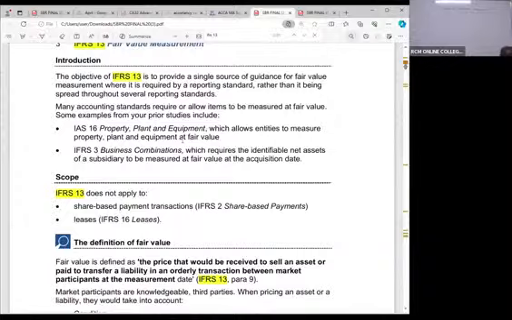IFRS 3, which is a consolidation standard we'll be discussing in just a few days, is about business combinations, when businesses are combined. It requires the identifiable net assets of a subsidiary to be measured at fair value at the acquisition date. IFRS 13 does not apply to share-based payment transactions, what we were doing here yesterday. It also does not apply to leases, IFRS 16.